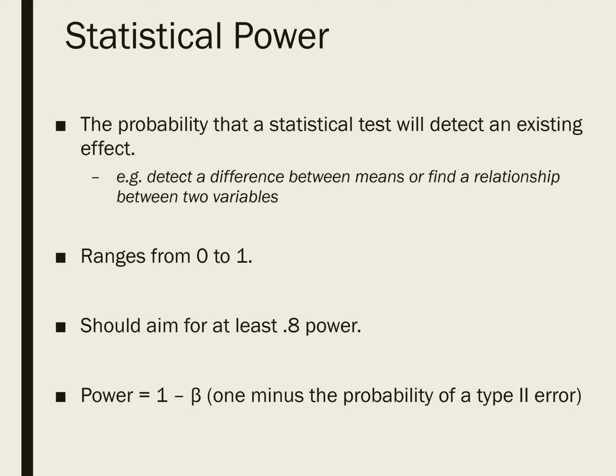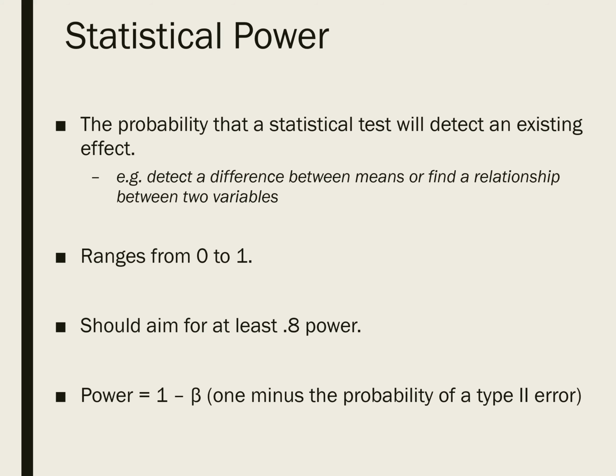Most researchers, although this varies widely by subfield and field and study design, should aim for at least 0.8 power. So that gives you an 80% chance, so to speak, of detecting an effect that's actually there.